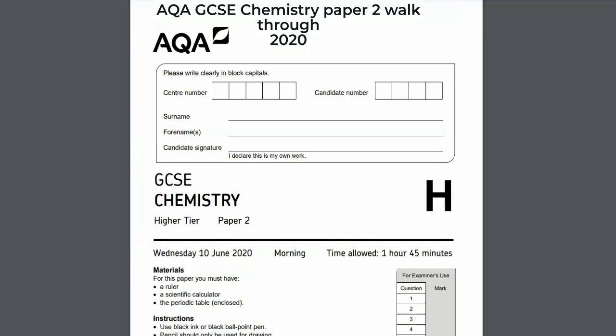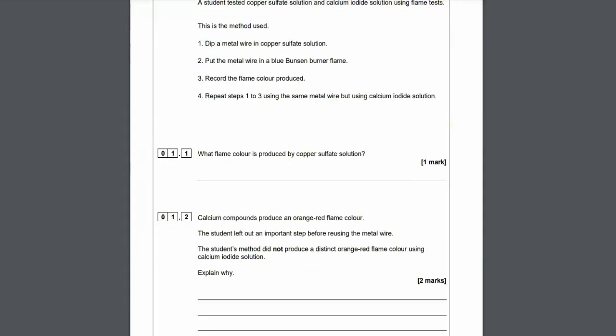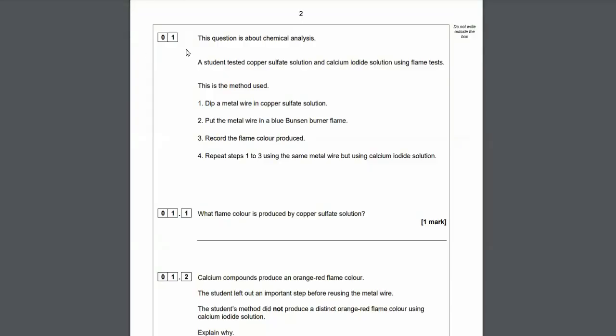Welcome to AQA GCSE Chemistry Paper 2 walkthrough. This is the 2021 Paper 2. Okay, question 1. This question is about chemical analysis.